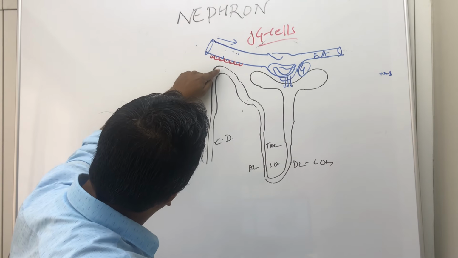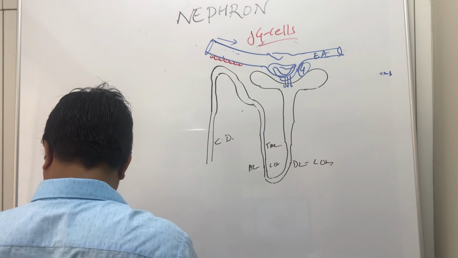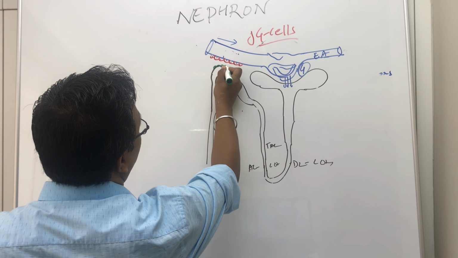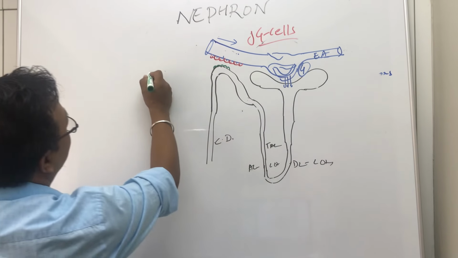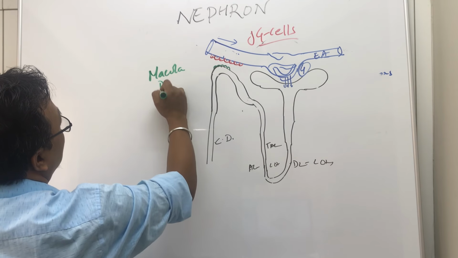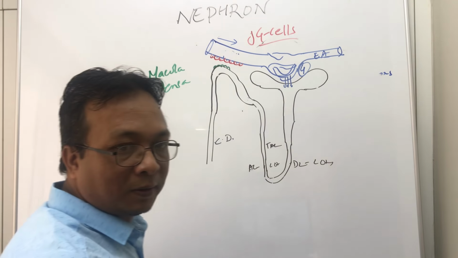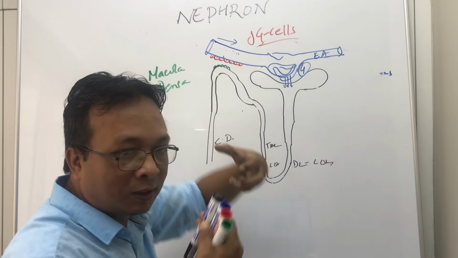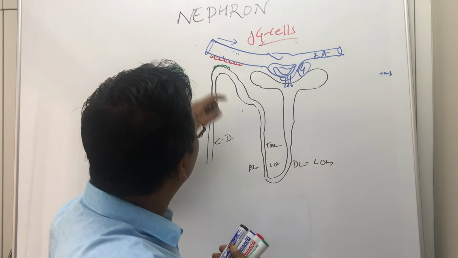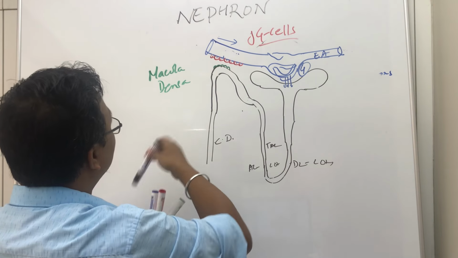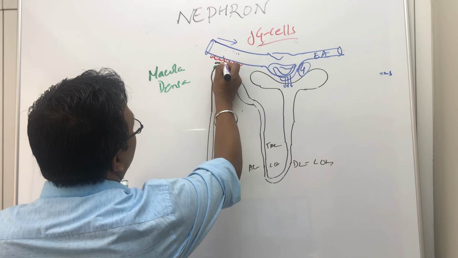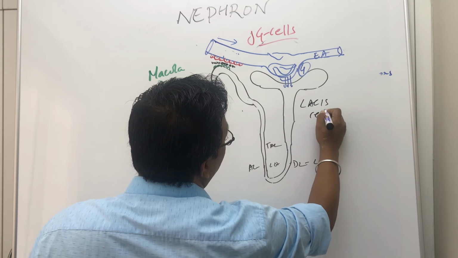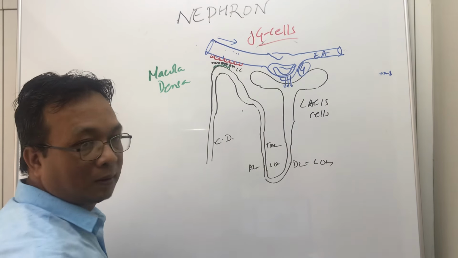And it has been seen that in the distal tubule also there are some special cells. These green cells are called macula densa cells. So there are macula densa cells and JG cells which are constantly communicating, talking to each other. In between there are also some mediator cells, which are called Lacis cells.